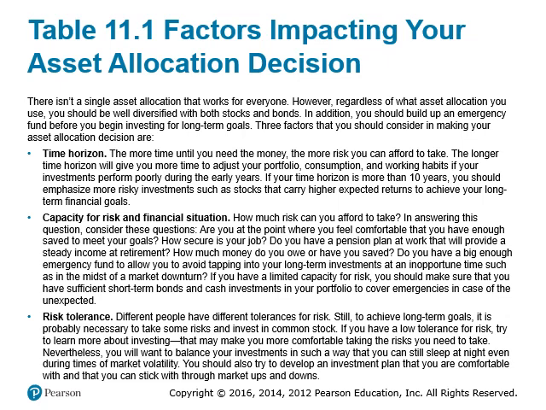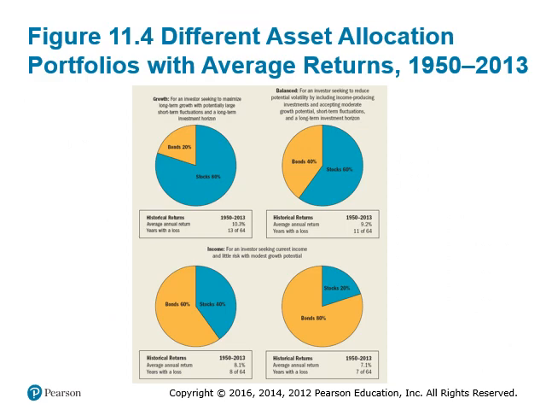Then you also have the risk tolerance. Different people have different risk tolerance levels, and that is why it is necessary to take some risk tests for you to be able to identify your risk tolerance. These are the different asset allocation portfolios with average returns.